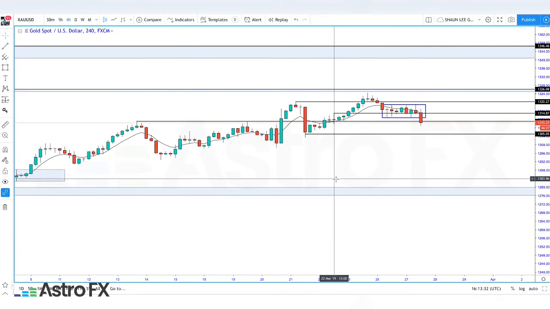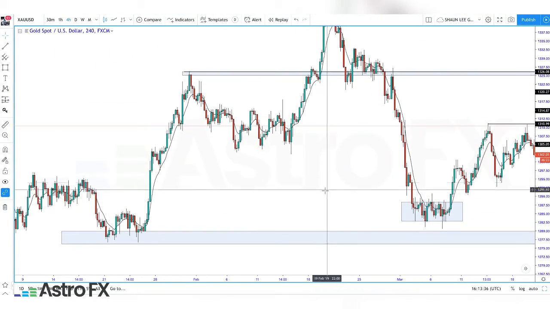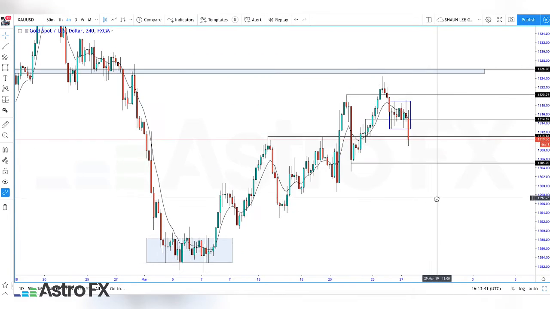If you look at the 4 hourly as well, 4 hourly is a really good time frame to execute from. The hourly can be a little bit messy, to be honest. So it's more of a 4 hour sketch.